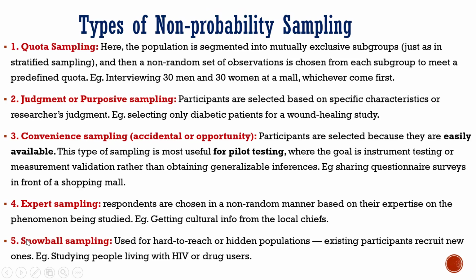Then we also have another one, snowball sampling, which is majorly used for hard to reach or hidden populations. For some studies that you carry out, you will not have an accessible population or group of people to study. So maybe you just know one person that can give you information, and that one person will connect you to another person in the study group.